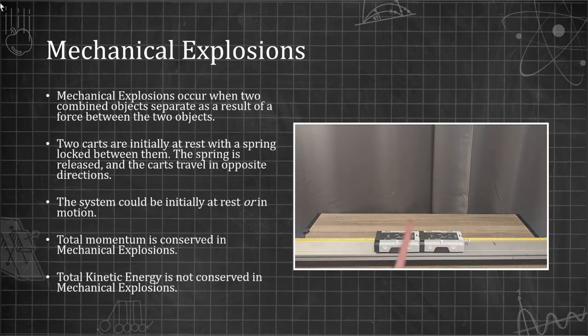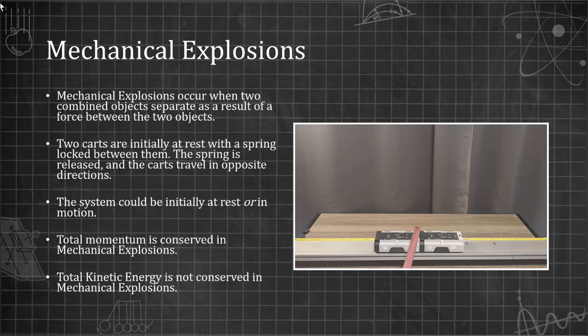The last type of example that we're going to look at here is something called a mechanical explosion. A mechanical explosion is just when two objects are starting together and then something causes them to separate. This could be maybe a compressed spring that's in between these two carts, held together by a locking device, and then pushing a button releases the spring. That event of the spring decompressing is going to push the two carts apart. So that would be a mechanical explosion.